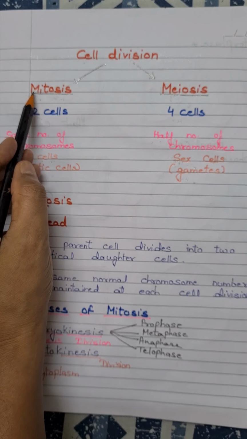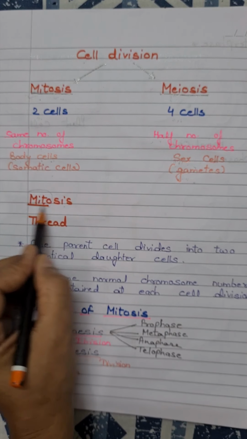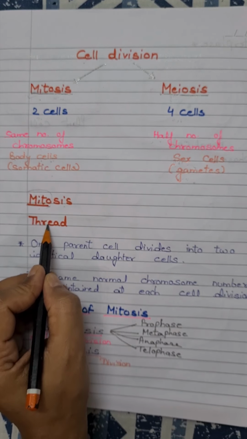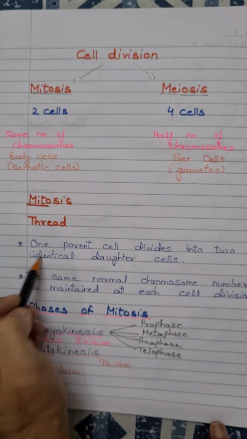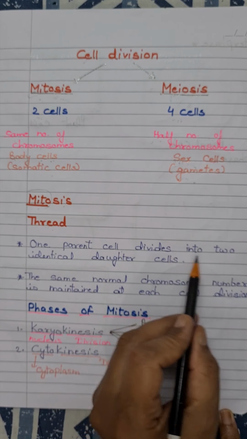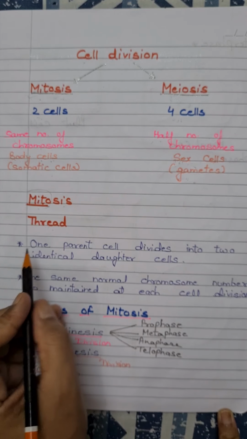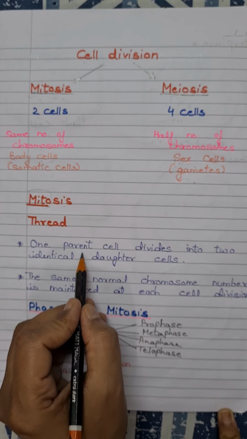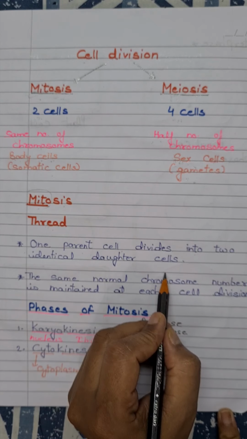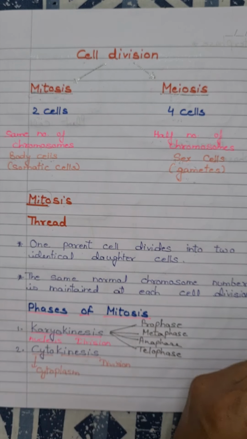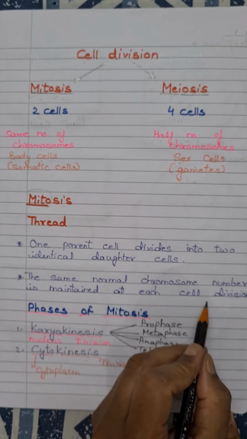Now starting with the explanation of mitosis. Mito means thread. Thread means chromatin thread, that is chromatin fiber. So mitosis is a cell division in which one parent cell divides into two identical daughter cells. That is the most important point of mitosis. And the second point related to mitosis is that the same normal chromosome number is maintained at each cell division.